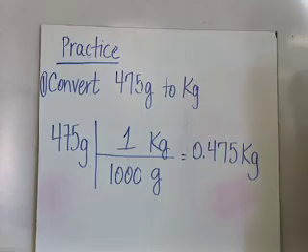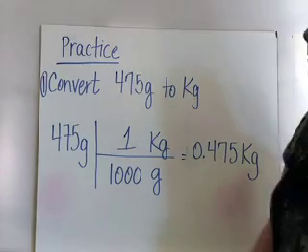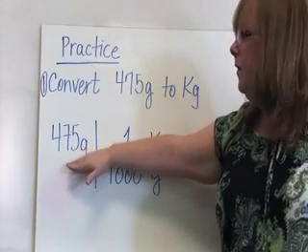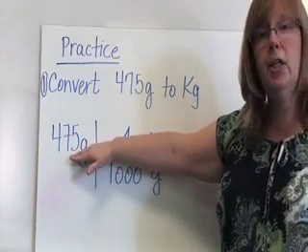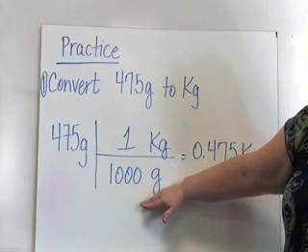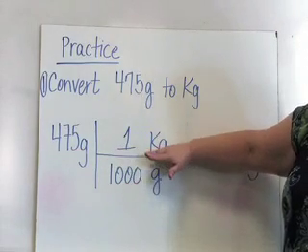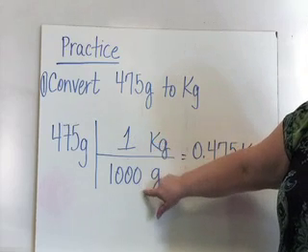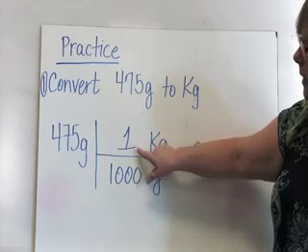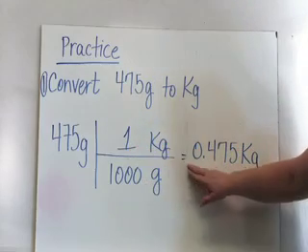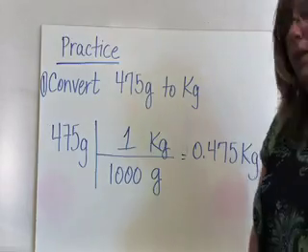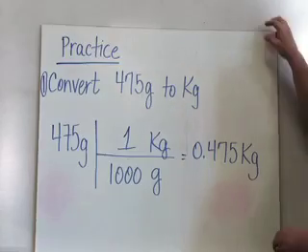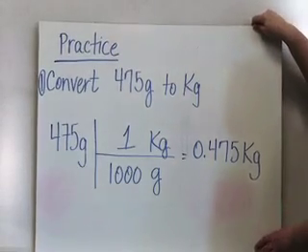So let's just go over the steps one more time. Start with what's given, and that is in the numerator. You don't want that unit anymore. You're trying to change it, so put that unit in the denominator, and then put where you want to go in the numerator. Make sure you know an equivalence for that, and so a kilogram is 1,000 grams, and then you go ahead and you calculate it out. So 475 divided by 1,000 is 0.475 kilograms.